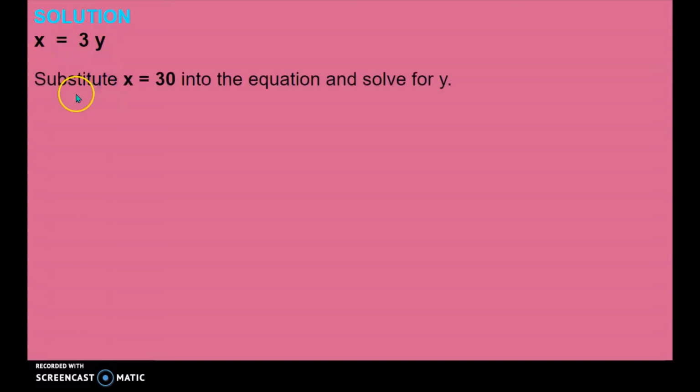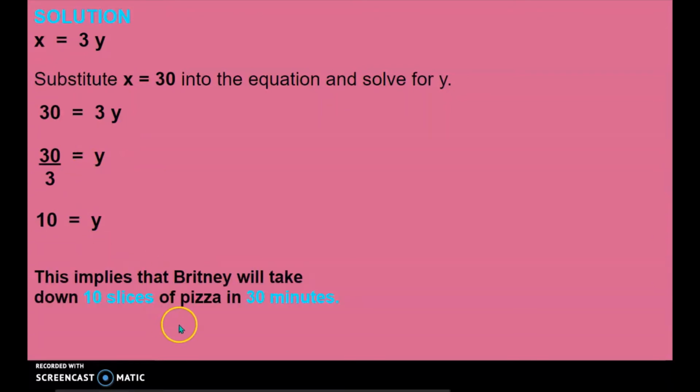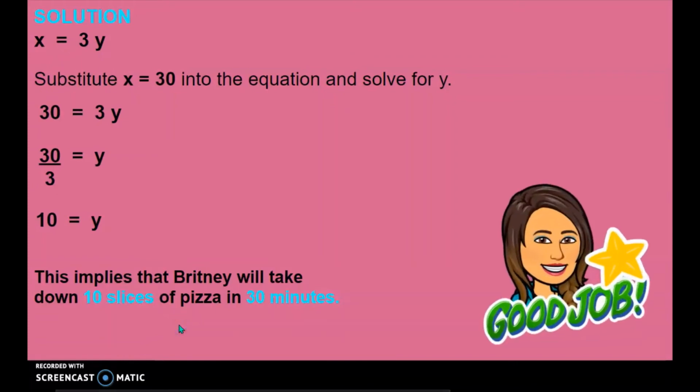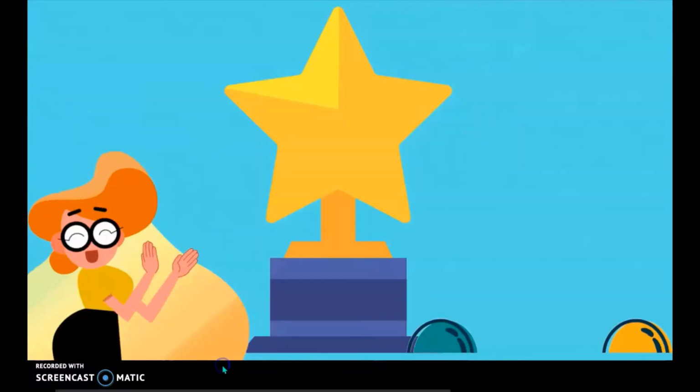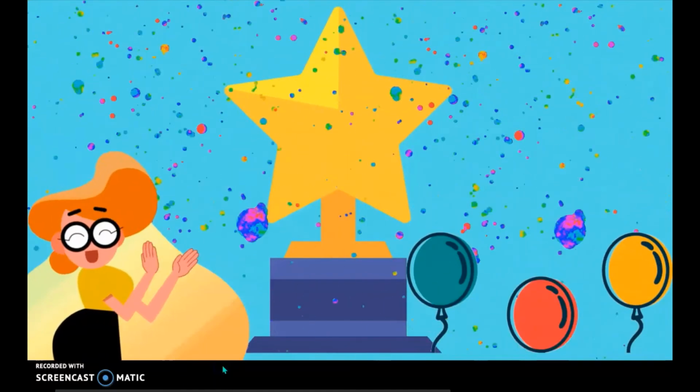So this is the solution. We know that for our data, the equation is X is equal to 3Y. We're going to substitute X equal 30 into this equation to solve for Y. When we replace X with 30, this is the equation. When you solve for Y, you're going to get 10. This implies that Brittany will take down 10 slices of pizza in 30 minutes. Good job.